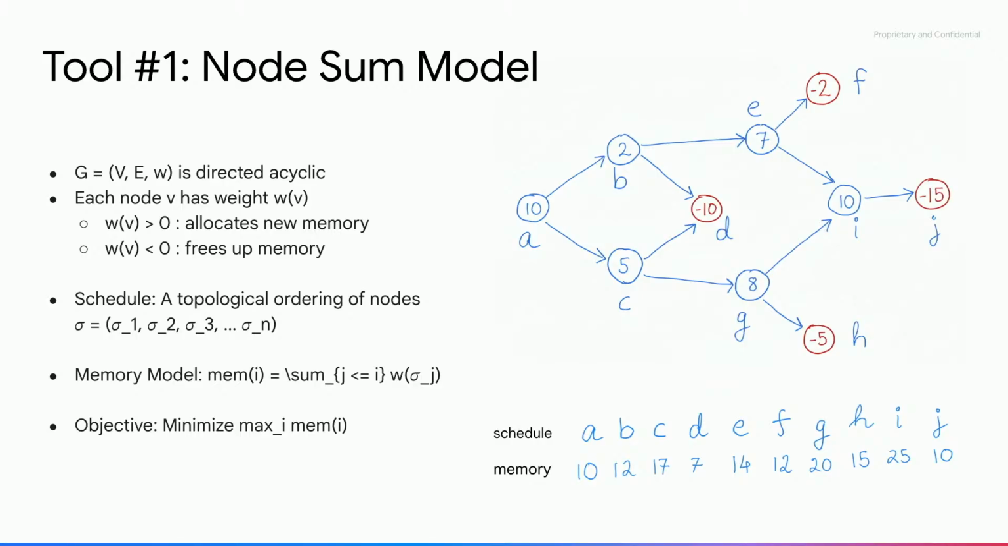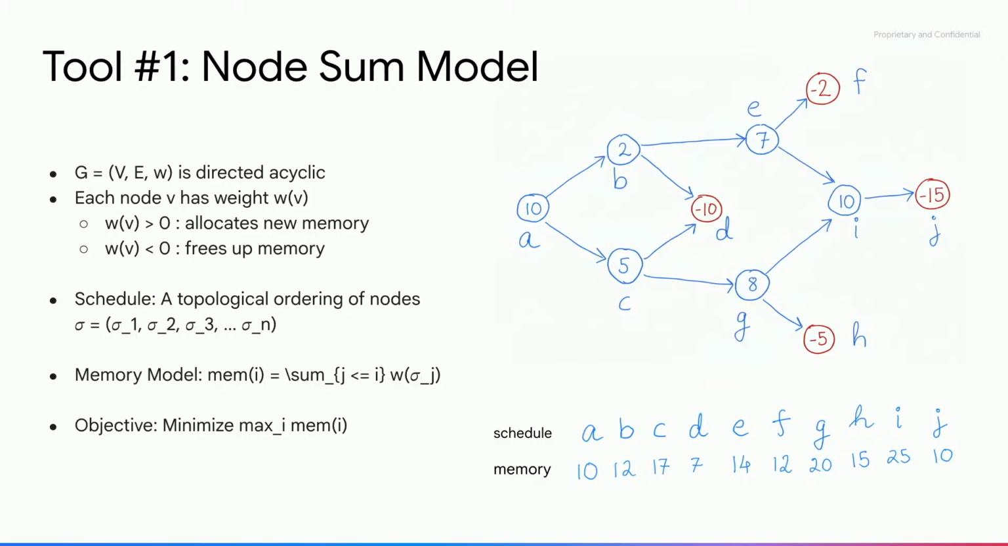It's still a DAG, so the graph is still a directed acyclic graph. Every node has a weight, but now the weights can be positive or negative. Think of a positive weight node as someone that allocates new memory. A negative weight node is someone that frees up memory. You still want a topological sort of the nodes, but now the memory model is super simple. The memory model just says, if you have some schedule, the memory usage after the first I nodes is just the sum of weights of the first I nodes of that schedule. Right? So that's the memory model there. And the objective is to just minimize the maximum memory. Okay.